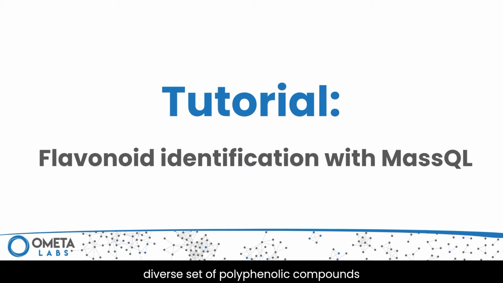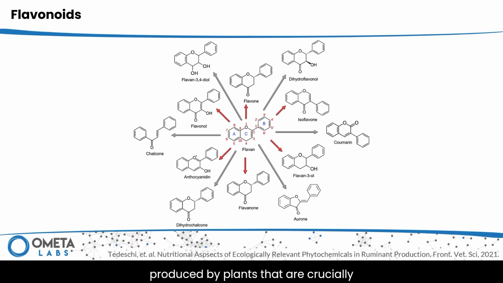Flavonoids are a diverse set of polyphenolic compounds produced by plants that are crucially important to both plant metabolism and potentially human health. These compounds have demonstrated anti-inflammatory, anti-cancer, anti-diabetic, anti-aging, and even neuroprotective effects, and understandably have garnered a lot of interest as potential therapeutics. There are thousands of flavonoids in nature, most of which have never been purified or structurally elucidated.